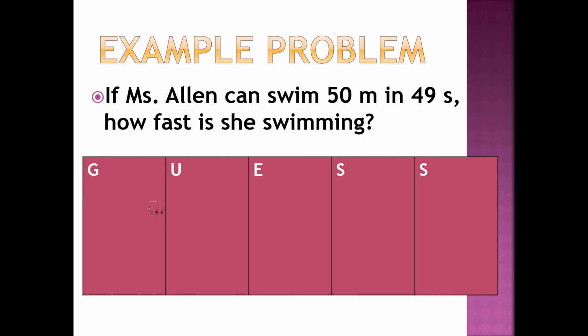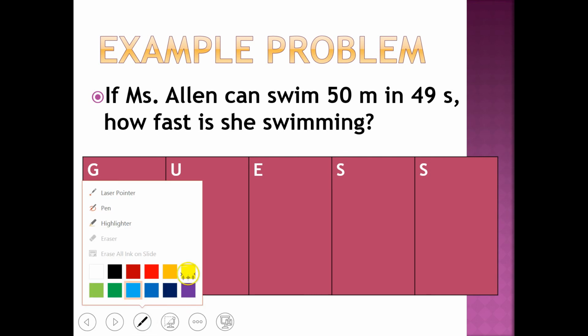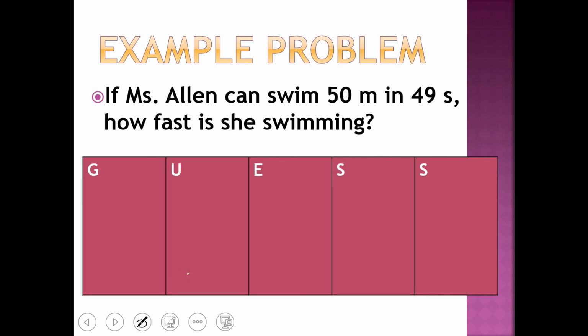If Ms. Allen can swim 50 meters in 49 seconds, how fast is she swimming? Well, let's see if we can figure that out. What is our given information? We know we have 50 meters, but the problem's not complete unless you tell me what variable that goes with. What is 50 meters measuring? It's measuring distance. Remember that you're always going to be using some form of speed, distance, or time for these first problems. I'm not going to throw in anything crazy like temperature. The other given information is 49 seconds. That is a time.